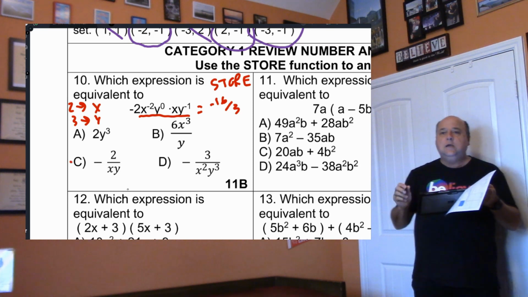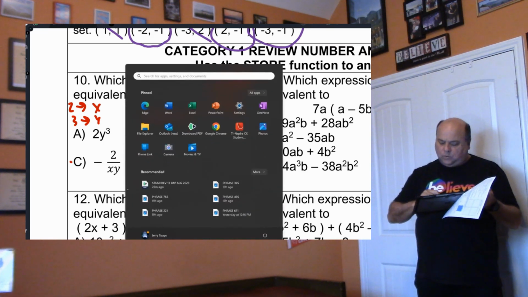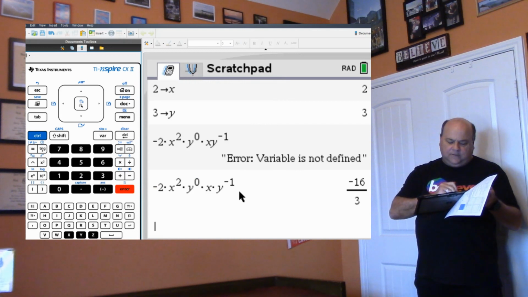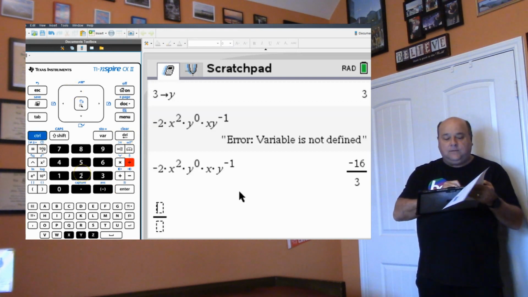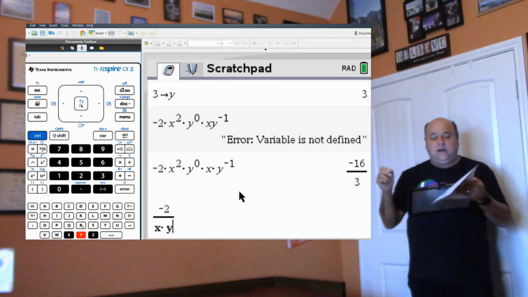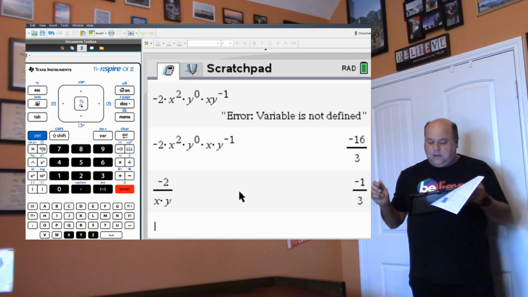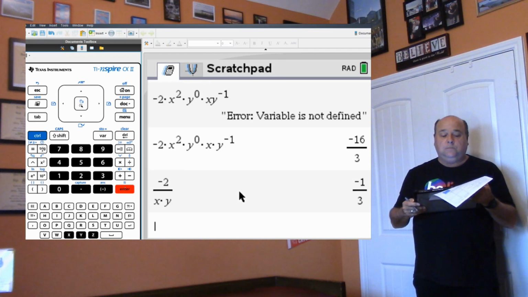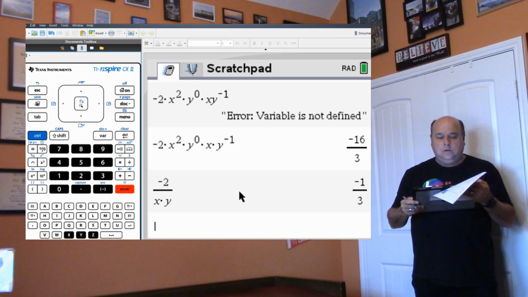Let's try C. So we're going to go negative 2 over xy. So hit control divide, not control delete, control divide, to get your fraction. And then let's put the negative 2 on top, and x times y on the bottom. So we have negative 2 over xy, hit enter, and I get negative 1/3. That should be the answer. If you look at the answer choices. Wait, we're going to get x to the 3rd.